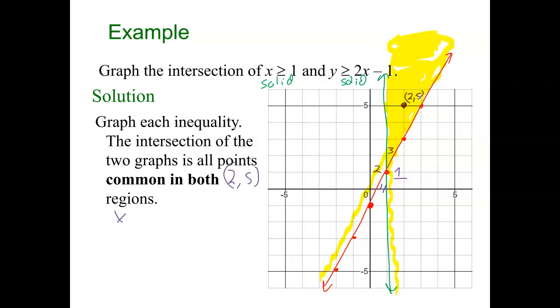Okay? So if I have x is greater than 1, we plug in our x value of 2. Is that greater than 1? Yeah. Okay, that works. 5 should be greater than 2 times, what's my point, 2, minus 1. 5 should be greater than or equal to 3. Is that true? Yes. So then my shaded region checks out. If it didn't make both true, then I might need to reevaluate where my shaded region is.